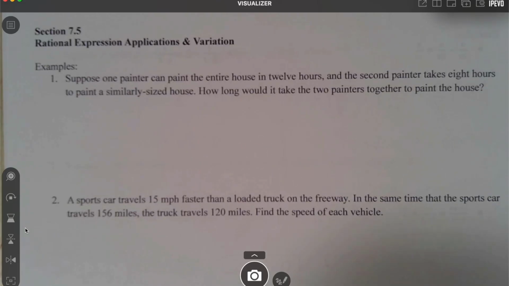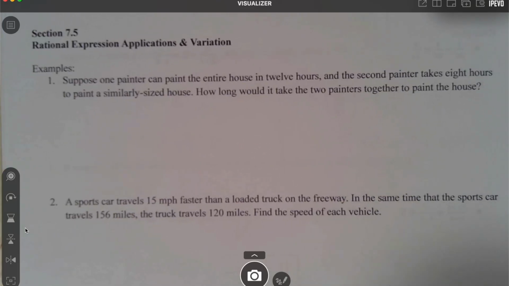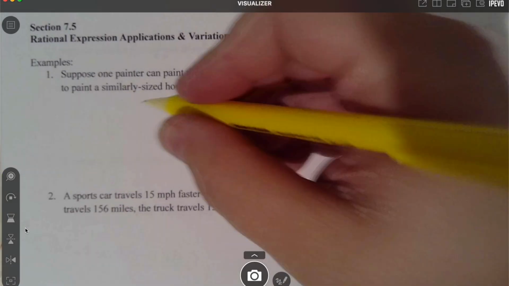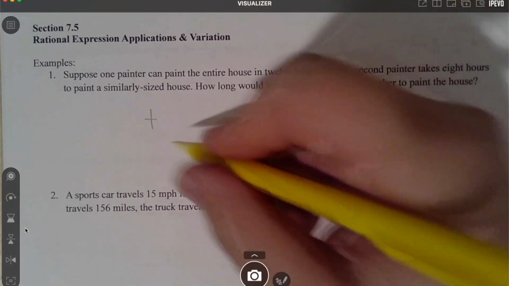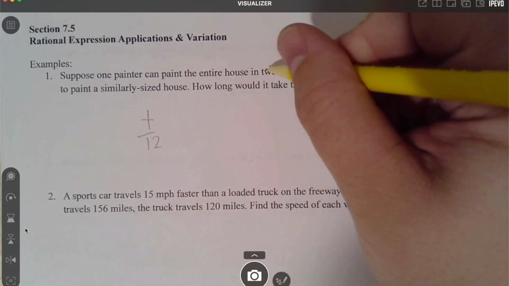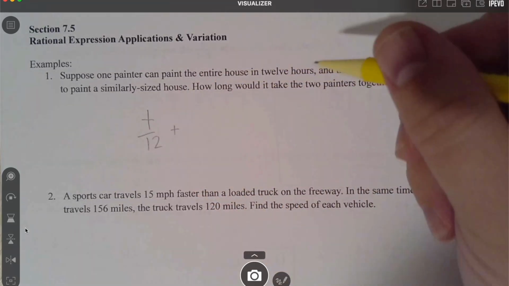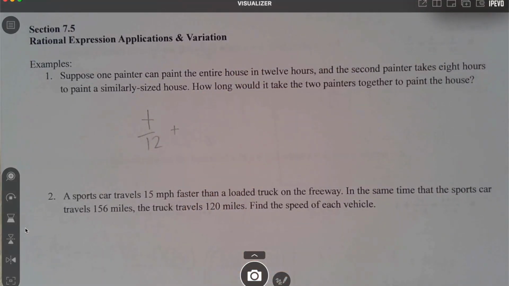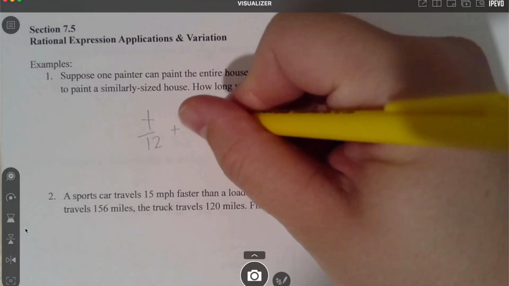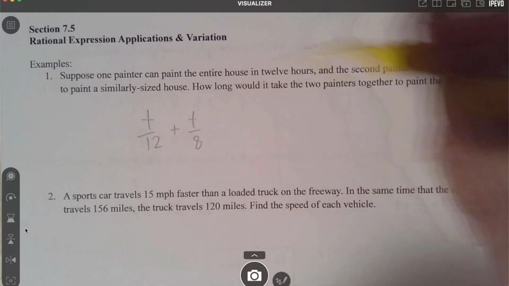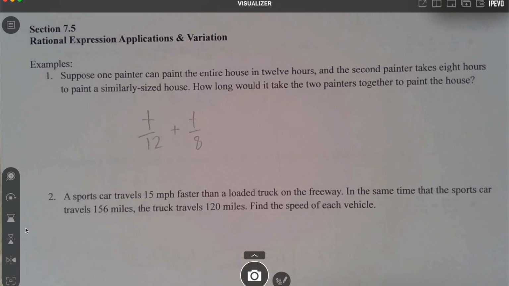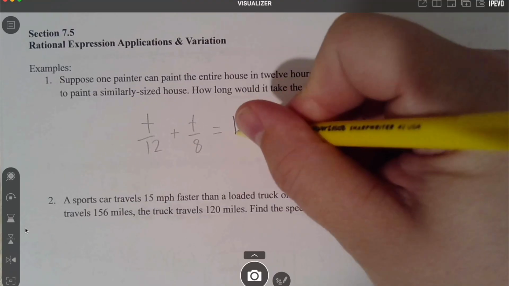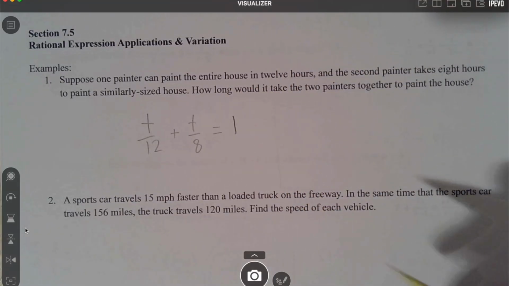It says one painter can paint an entire house in 12 hours. The second painter takes 8 hours. How long can they paint one house together? The trick here is when they tell you how long they can paint, t over 12 is the ratio for how long it would take the first painter to make one house, because after all, if you plug in 12, you get 12 over 12, which is one complete house. Plus the second painter takes 8 hours, so t over 8. They can paint faster. It only takes them 8 hours, 8 over 8, to make one whole house. And the question is, when will they equal one entire complete house?